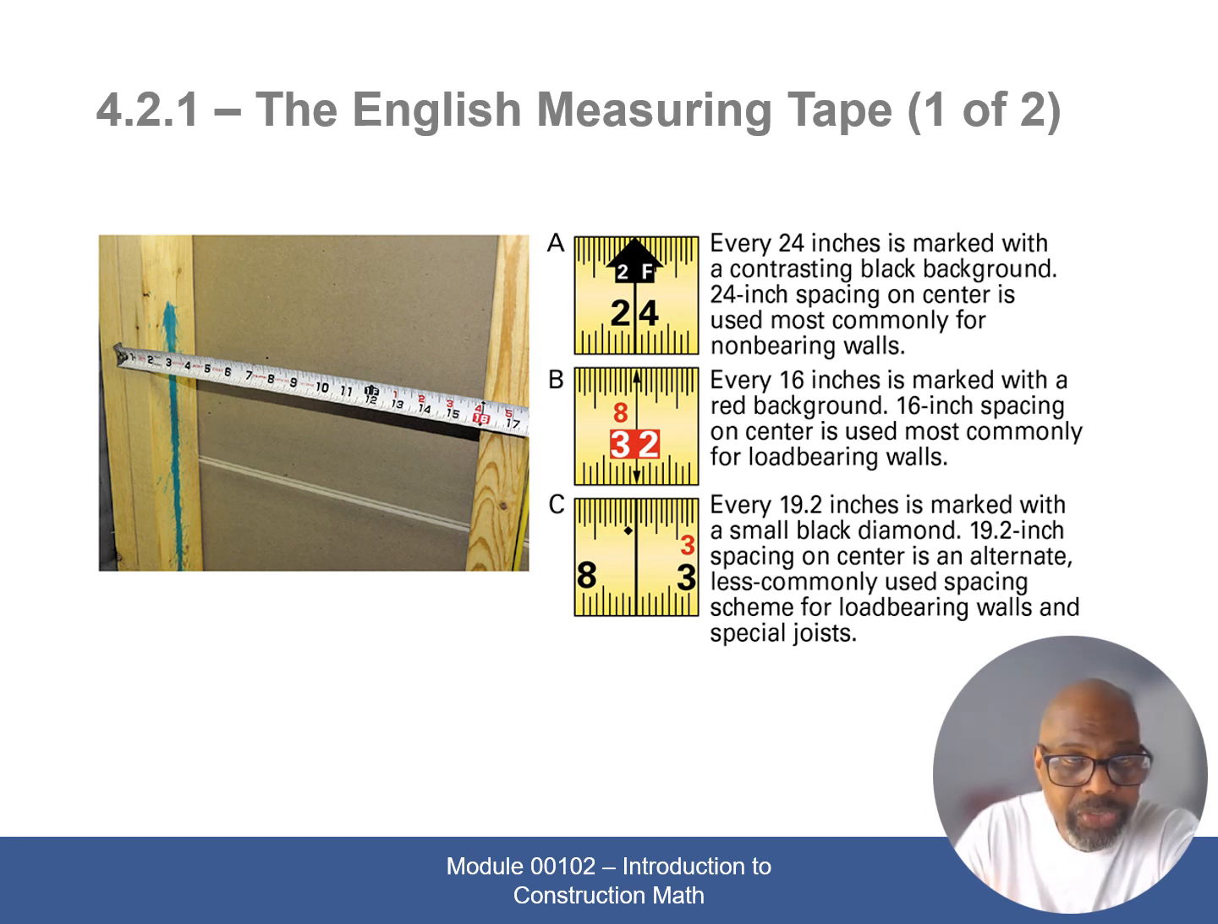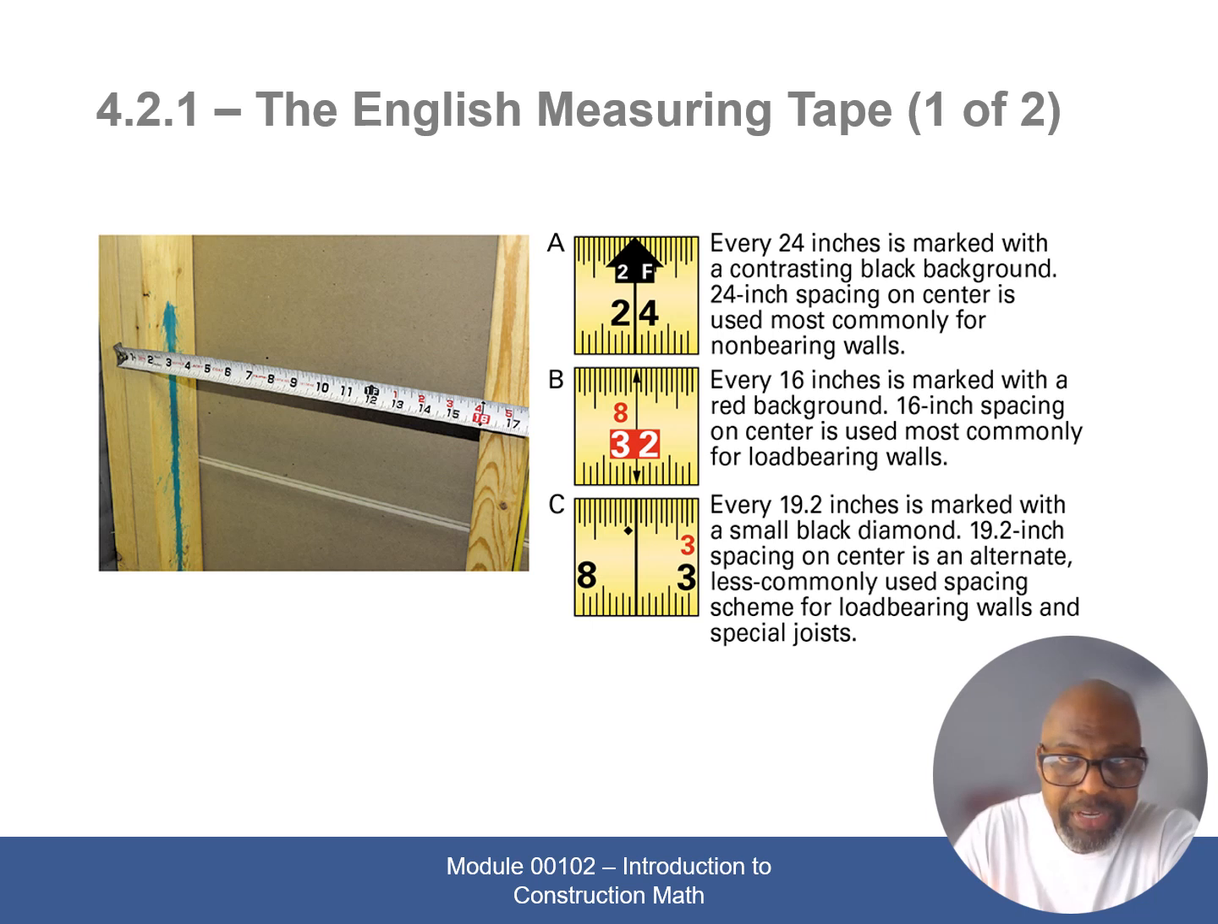From the center of one stud to the center of the other stud is 16 inches, and they all would be the same way, unless it's at the end of a wall. Then whatever is left over would be the difference. But everything from that point will be 16 inches. Remember that in construction, everything is usually built 24 or 16 inches on center.